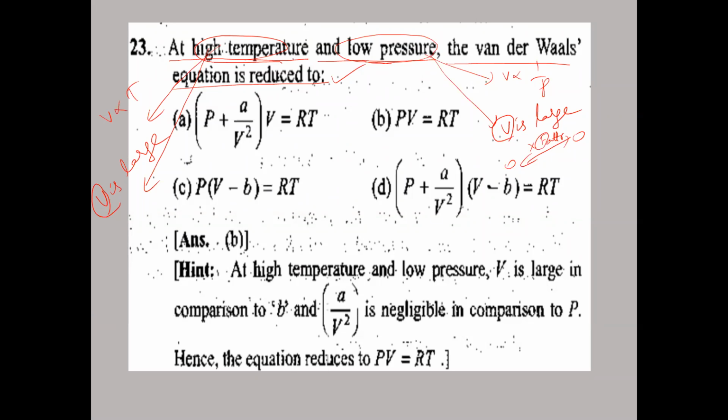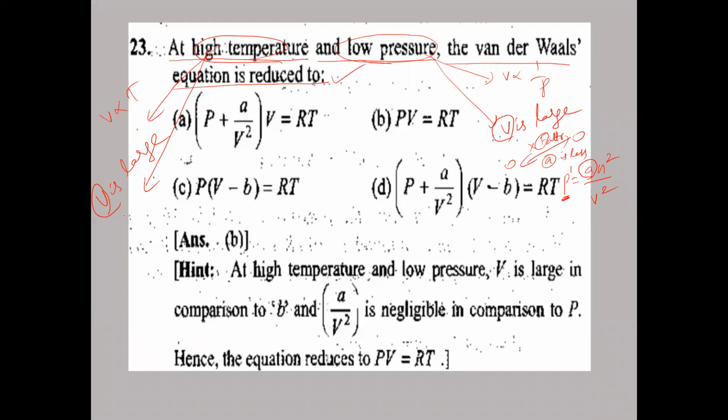When the force of attraction is less, the value of a will be less. A is negligible, very less. When a is less, the pressure correction will be less. Pressure correction P dash is equal to a n square by V square. When the magnitude of attractive force is less, the pressure correction can be neglected.